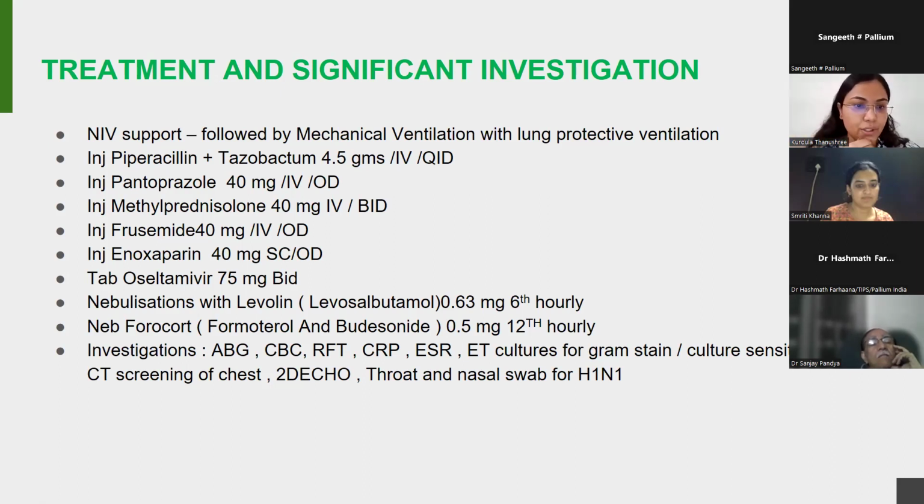Nebulization and supportive medications were continued. The relevant investigations such as ABG, CBC, RFT, CRP, ESR, ET cultures, CT screening of the chest, 2D echo, throat swab, and nasal swab for H1N1 were sent later on.